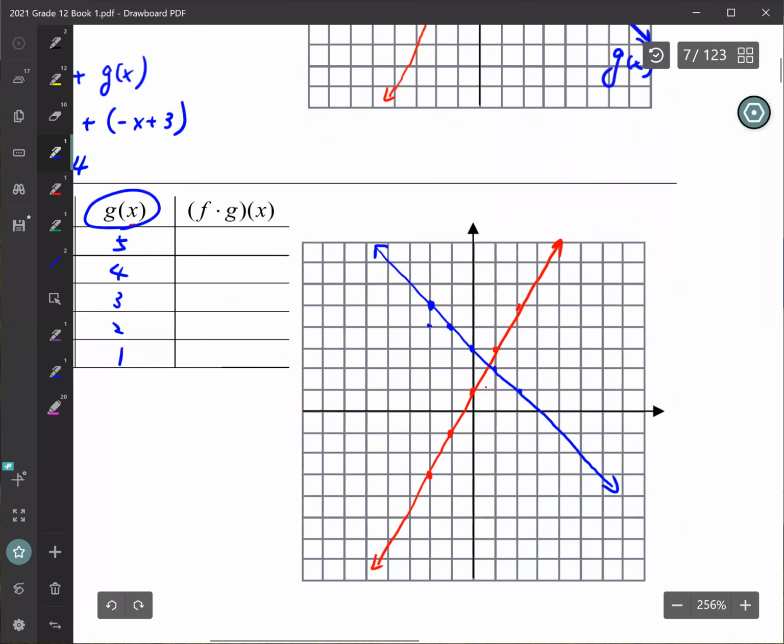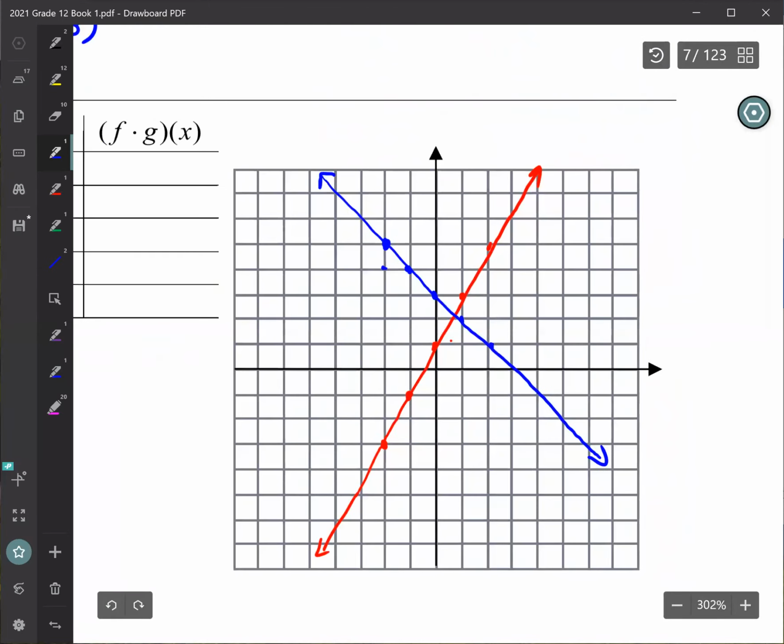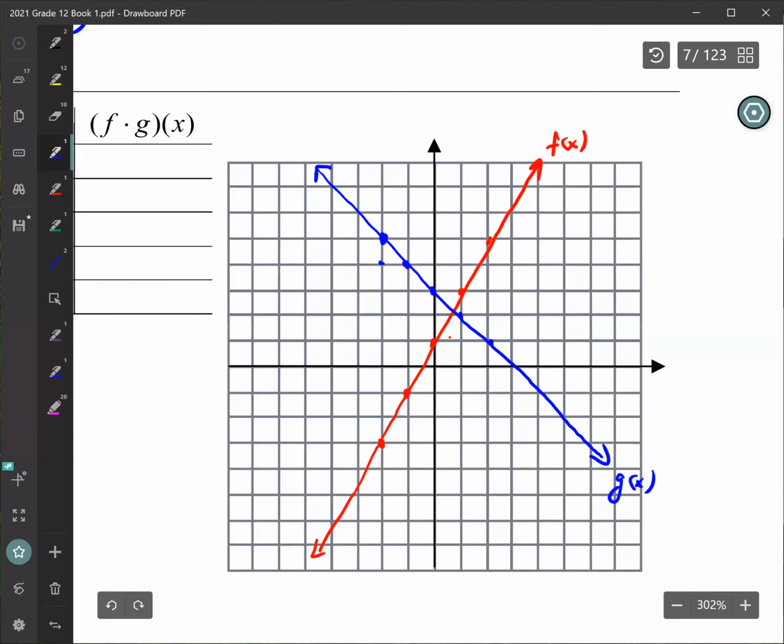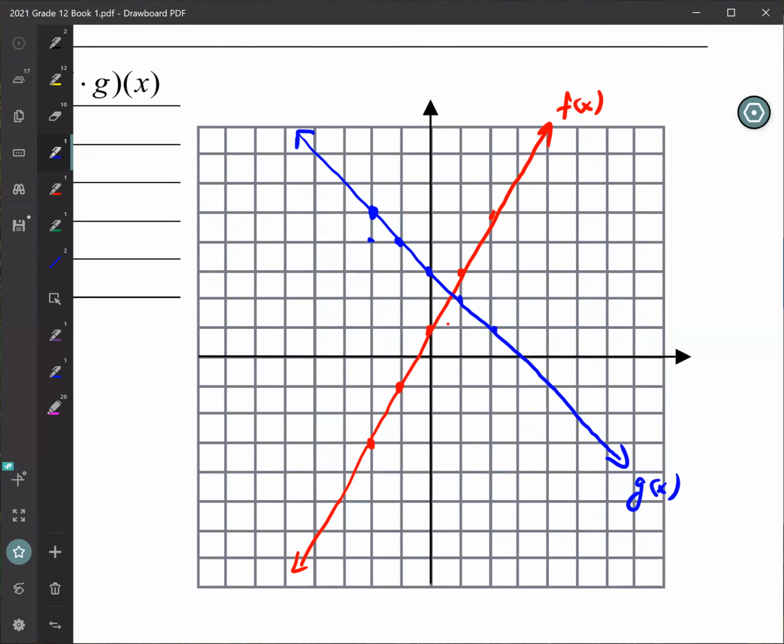So when you finish the graph, this time I would like you to try to get the graph using just the graphs, okay? Not the table. Okay, we are doing multiplying, right? F of x, g of x. So please try to make the green graph, the multiplying graph, by looking at the blue and the red lines. I'll show you one point, okay?